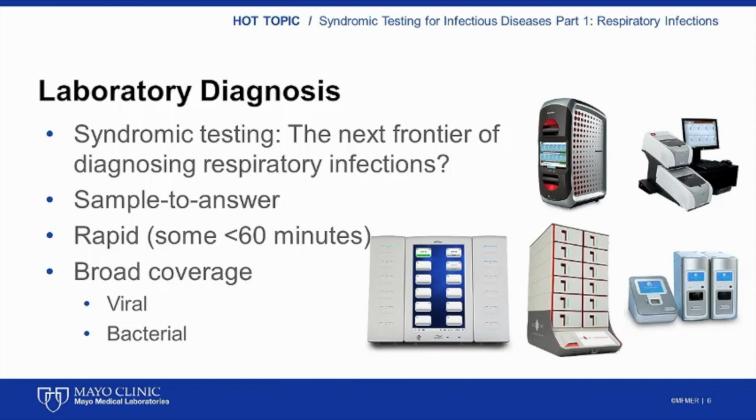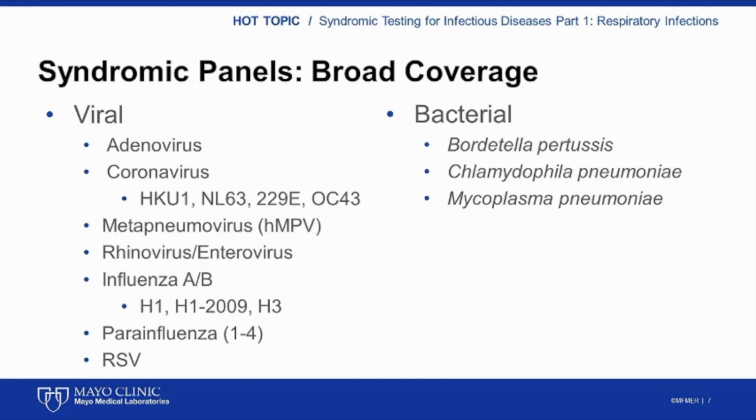A number of commercial FDA-cleared multiplex respiratory panels are now available, and some of the instruments and platforms used to test these panels are shown on the right-hand side of your screen. These systems offer several advantages over conventional testing, including a relatively easy sample-to-answer workflow with a rapid turnaround time. In addition, some of these respiratory panels offer broad coverage, including up to 20 viral and bacterial targets, all in one test.